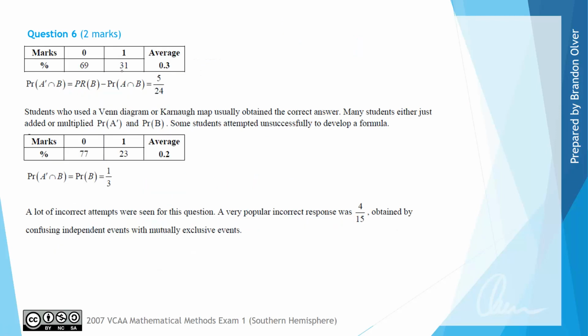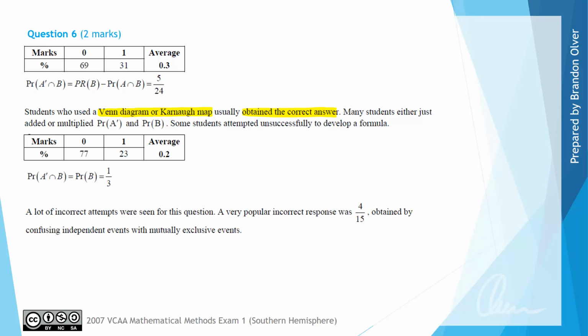For part A, only 31% of students got this correct, and those that did use a Venn diagram or a Karnaugh map usually obtained the correct answer. Many students either just added or multiplied the probability of A complement and the probability of B. Some students attempted unsuccessfully to develop a formula.